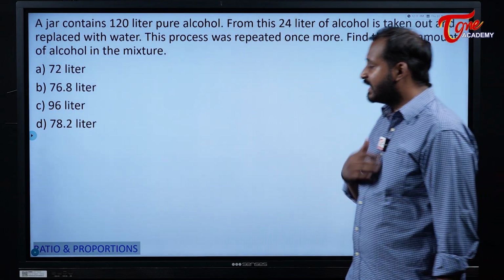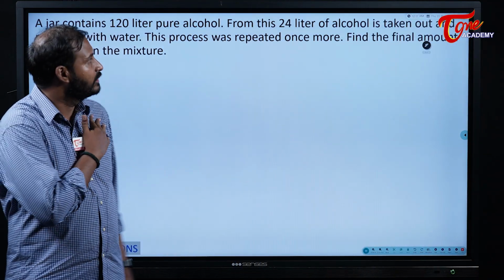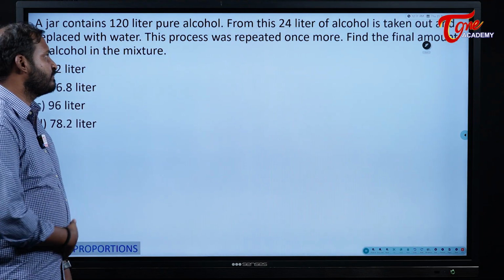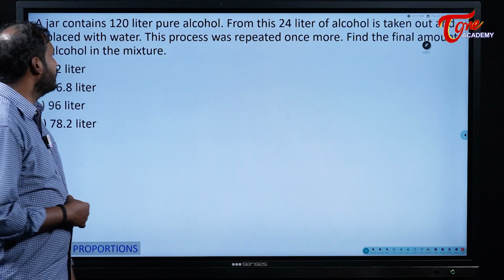Now, a jar contains 120 liters of pure alcohol. From this, 24 liters of alcohol is taken out and replaced with water. This process was repeated once more. Find the final. See here, students.